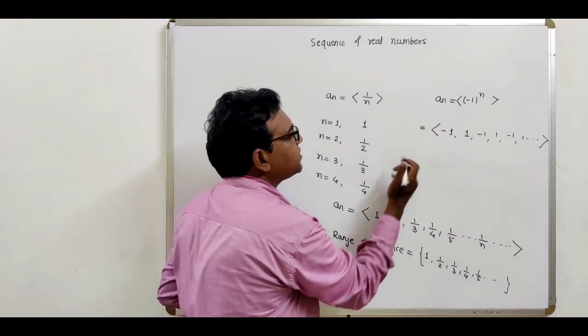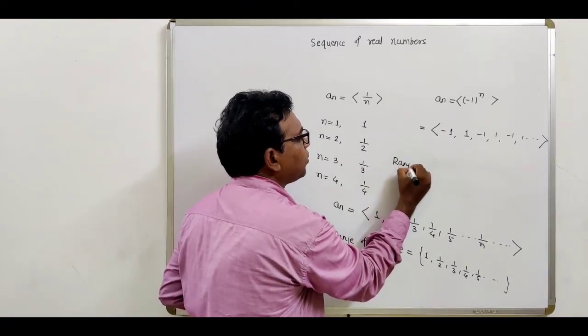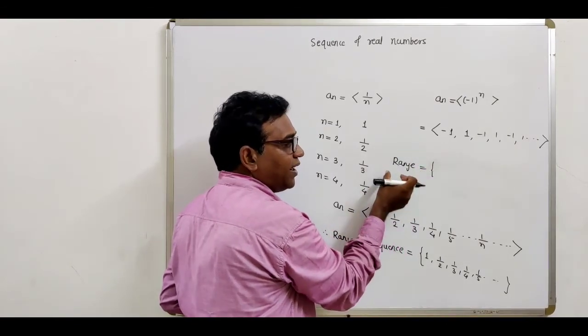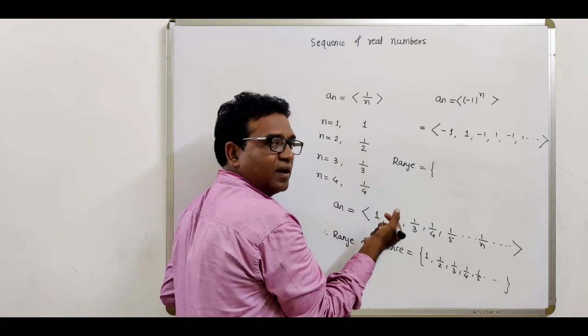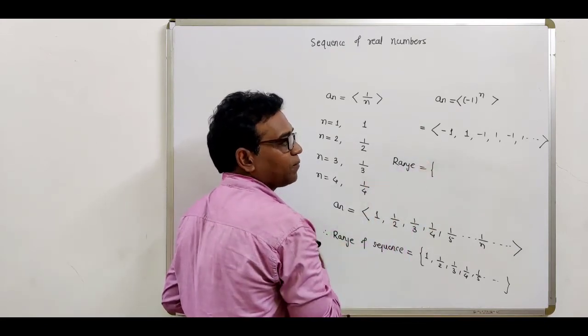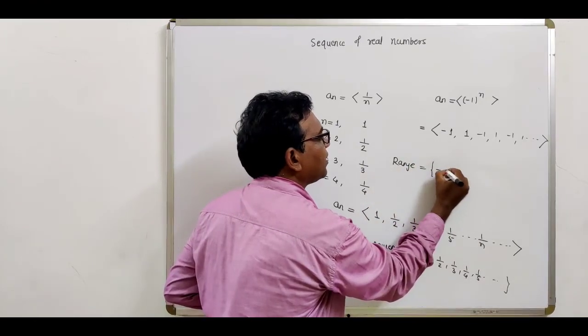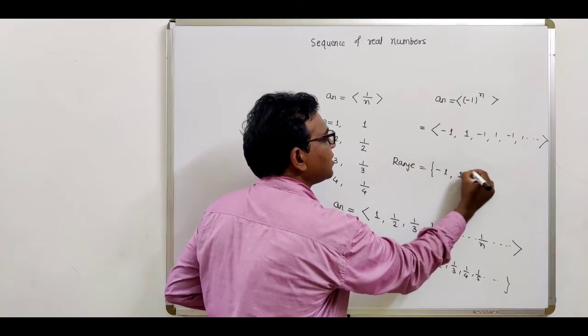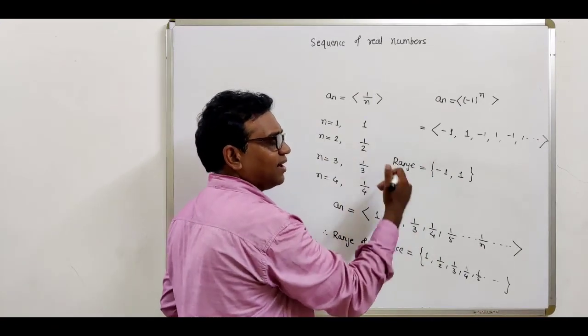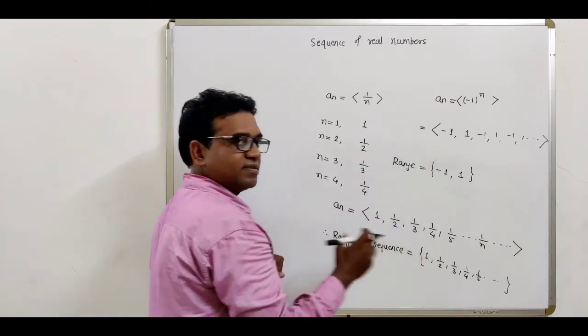So what is the range of this sequence? The range contains just 2 elements. The range is just a set, and in a set we have to write an element only one time. So the range of this sequence is nothing but {-1, 1}. So the range is either smaller than or may be equal to the sequence.